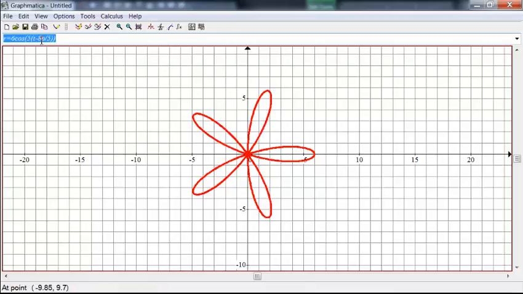I could get the same thing if I would have just said plus 2 pi over 5. Now it's rotating, but rotating in the other direction, so this one's mapped to here.